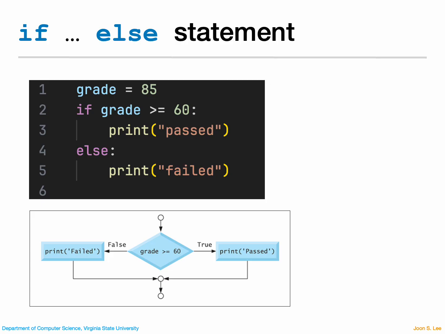The decision diamond asks, is grade greater than or equal to 60? If yes, follow the true branch and print passed. If no, follow the false branch and print failed. This structure ensures that no matter what the grade is, the program always produces an output, either passed or failed.